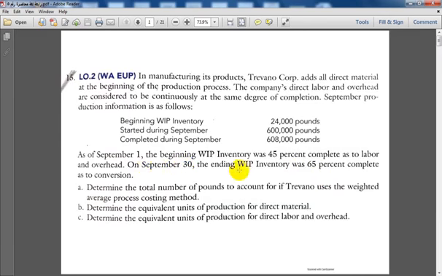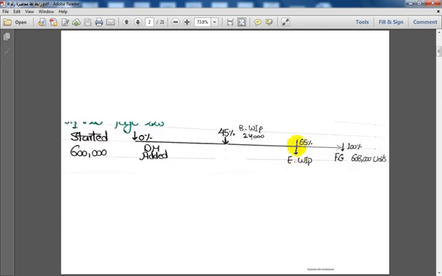On September 30, the ending work in process inventory was 65% complete as to conversion. So we put work in process at 65%, and this row means ending work in process, treated as output. How many units or pounds are in ending work in process? Its amount is unknown, so we need to calculate it.